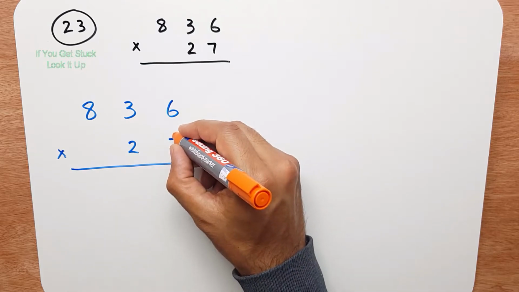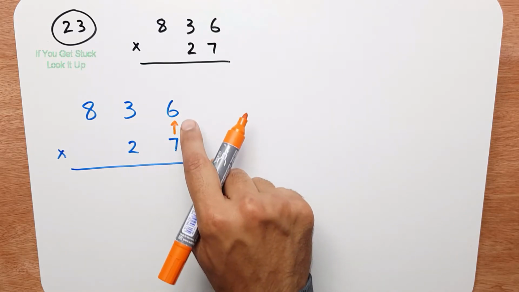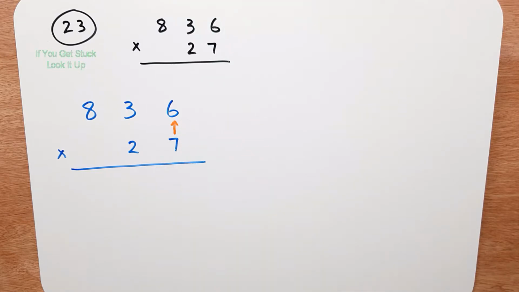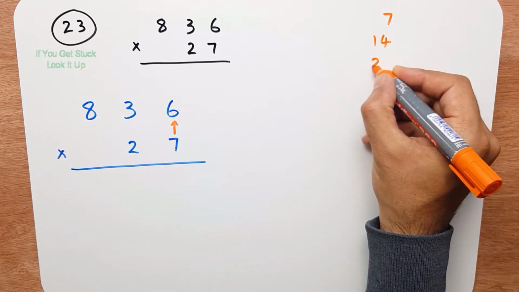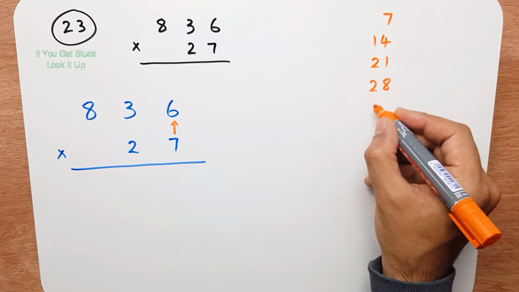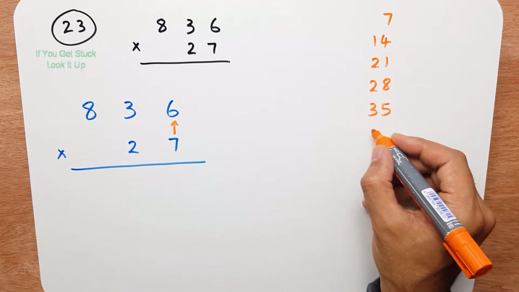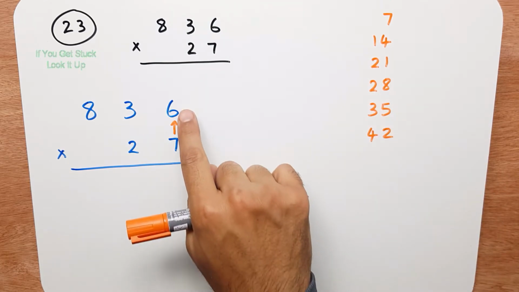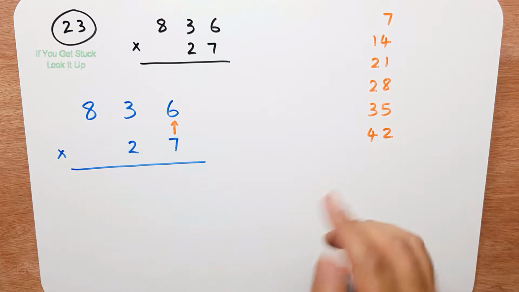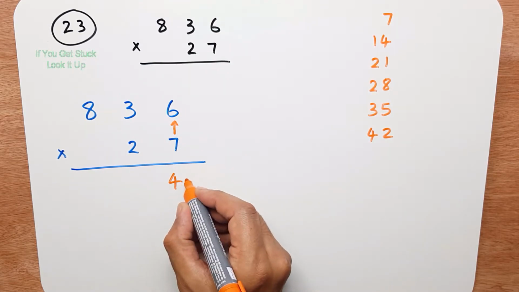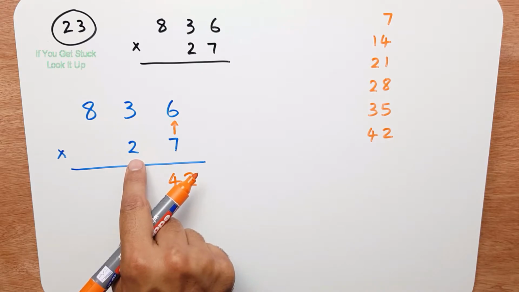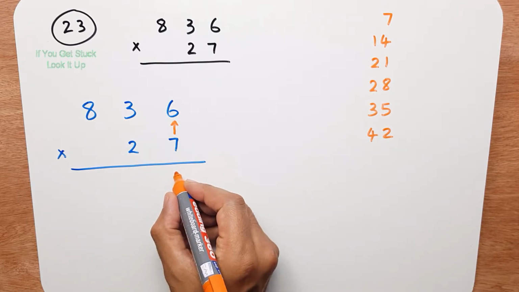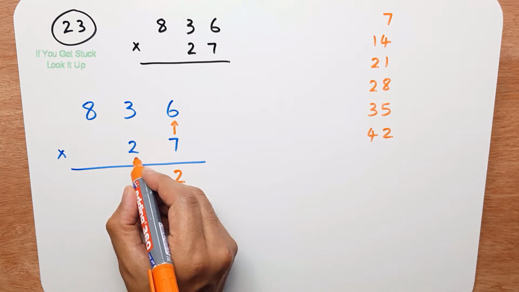So let's start that. 7 times 6. So let's do our 7 times table. 7, 14, 21, 28, 35, 42. So 7 times 6 is 42. Now I said before we can't write 2 digits in one column. So this 4 will have to get carried over to the next column. So the 2 goes here and we carry the 4 over to the next column.